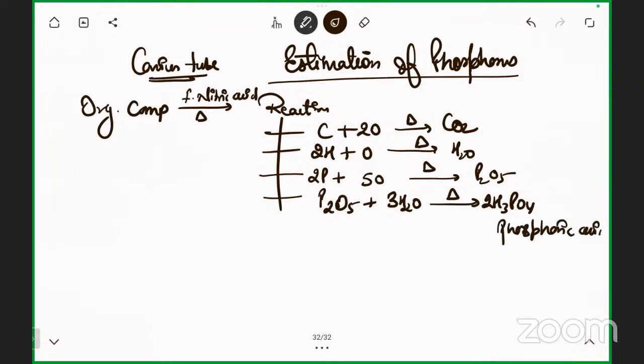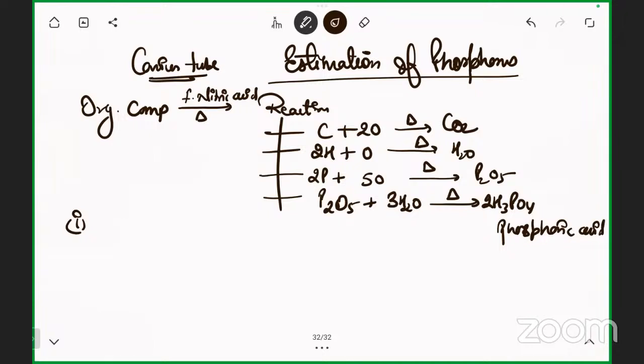Now you'll see one thing. This is phosphoric acid, and up to here you have to do. Now there are two methods, two different formulas, for the estimation. Sometimes we use ammonium molybdate, and sometimes we use magnesium ammonium phosphate. The first method I'm going to take is ammonium molybdate.